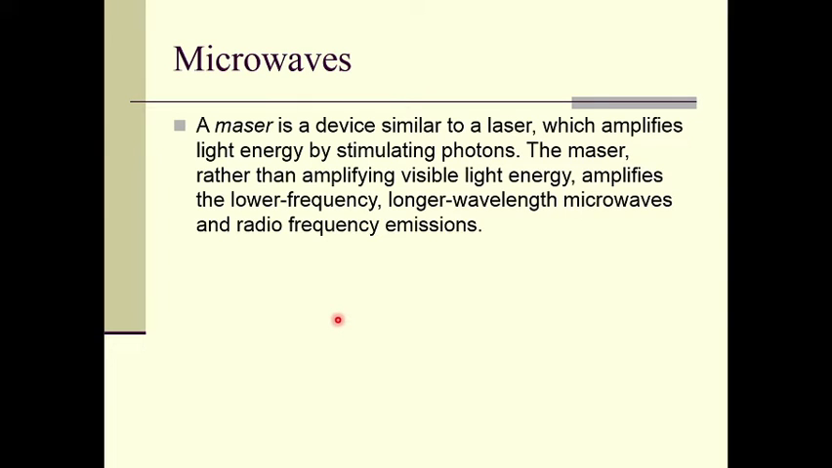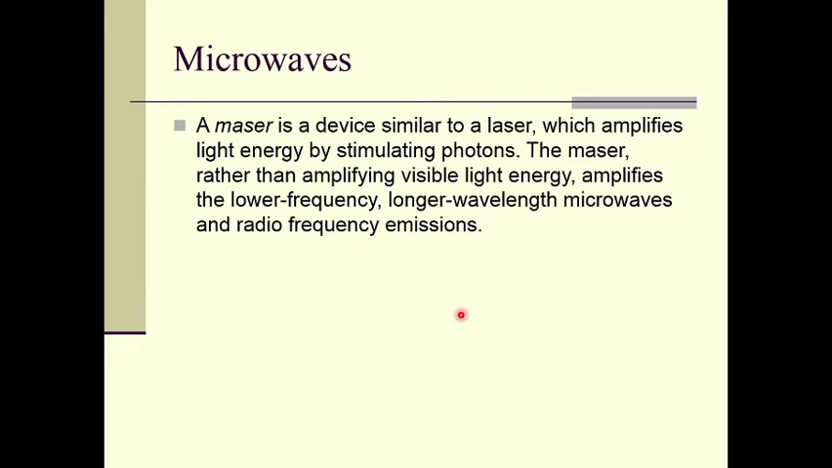Microwaves are also used in the maser. A maser is a device similar to a laser, which amplifies light energy by stimulating photons, right. A maser, rather than amplifying visible light energy, amplifies the low frequency, longer wavelength microwaves and radio frequency emissions.